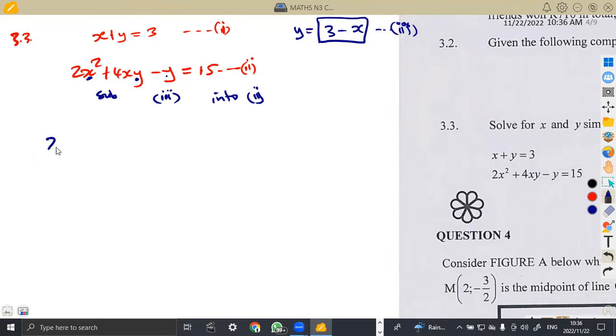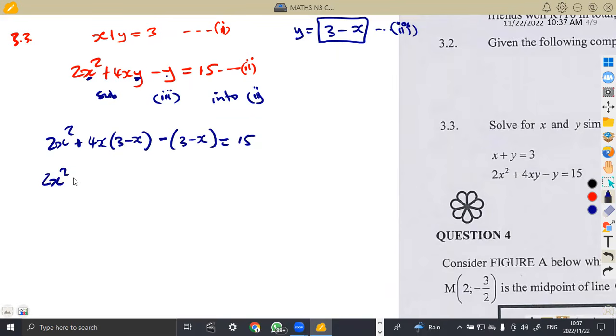So we've got 2x squared plus 4x times, in place of y, we substitute 3 minus x. Minus y here, we substitute 3 minus x, which is equal to 15. So that was it. As you can see, we have got an equation in terms of x only. It's all about x. So you can expand brackets, collect like terms, and solve for x.